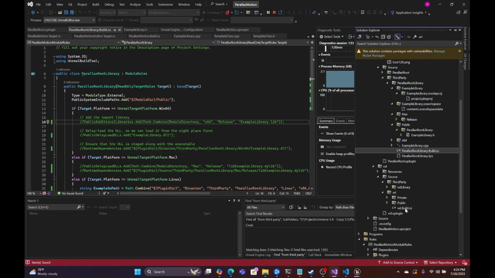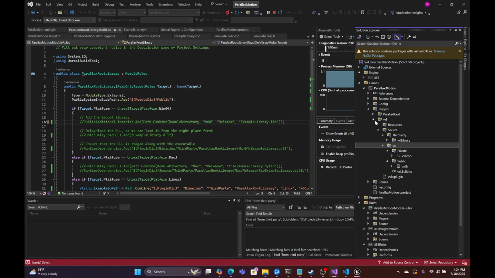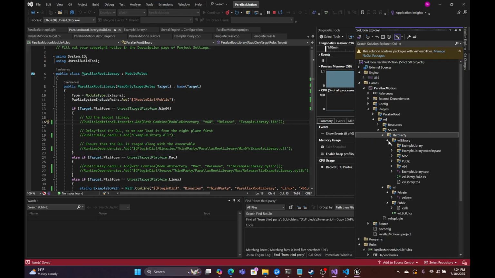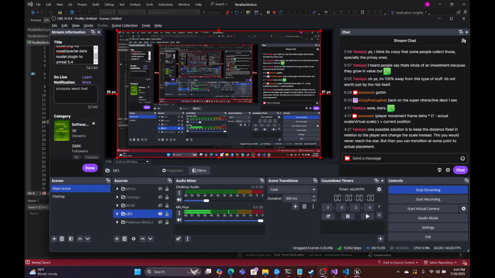And then inside voxel, wait, I'm going to need to look at the data structure. Keep the distance fixed in relation to the player and change the scale instead, so that you never reach a star, then you can transition at some point to actual placement. Oh, I see. Yeah, you could do it that way too.